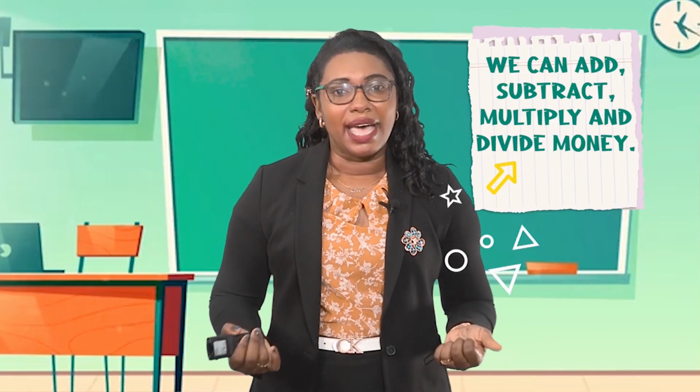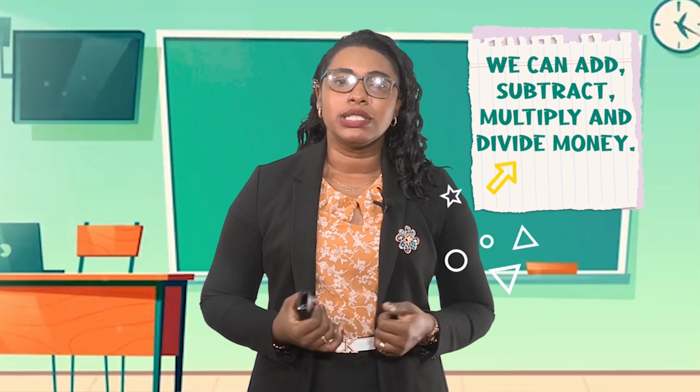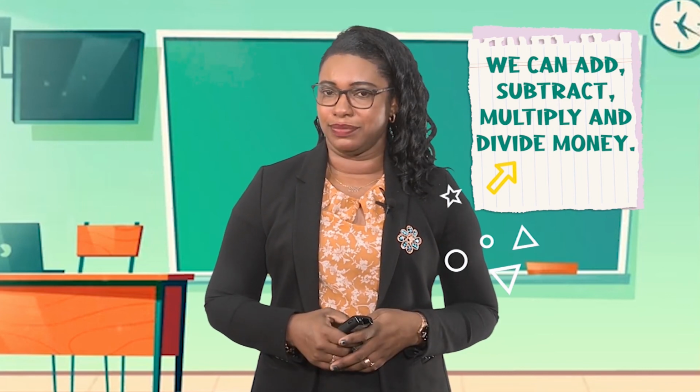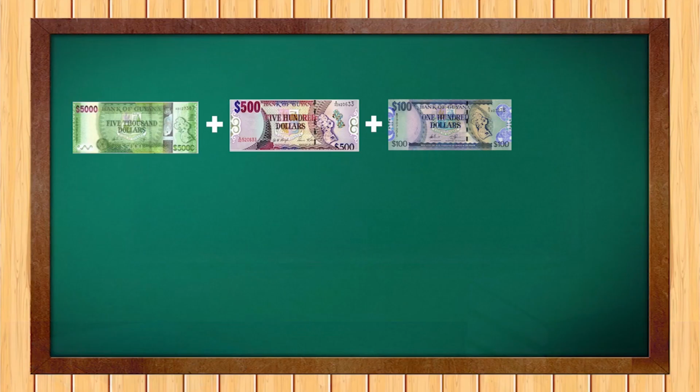Now, you must understand that for the operations in mathematics, which we know are addition, subtraction, multiplication, and division, we can do it all with money. We can add, subtract, multiply, and divide money. Now let's look at this example. I have a $5,000 note, then I have $500 and $100. So I will add those three amounts together.